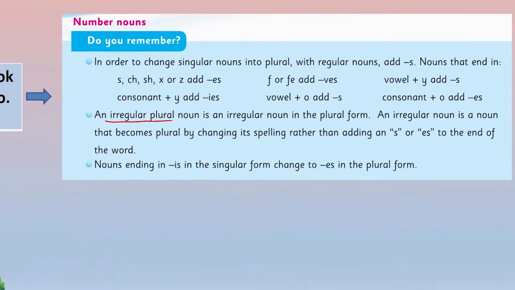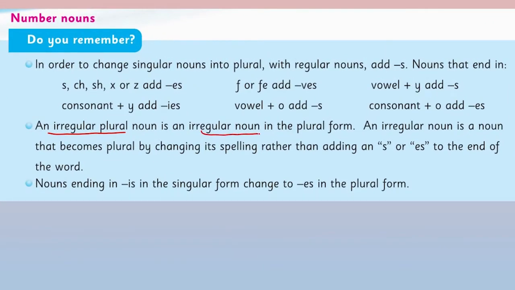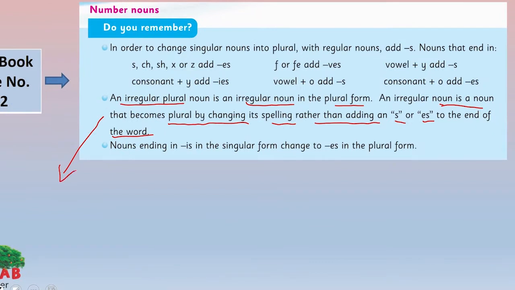An irregular plural noun is an irregular noun in the plural form. An irregular noun is a noun that becomes plural by changing its spelling rather than adding s or es to the end of the word. Let me give you some examples of irregular nouns, like woman, which stands for one singular woman. But if we change it to the plural form, it will be changed like this. We will only change its spelling. We have added e here.